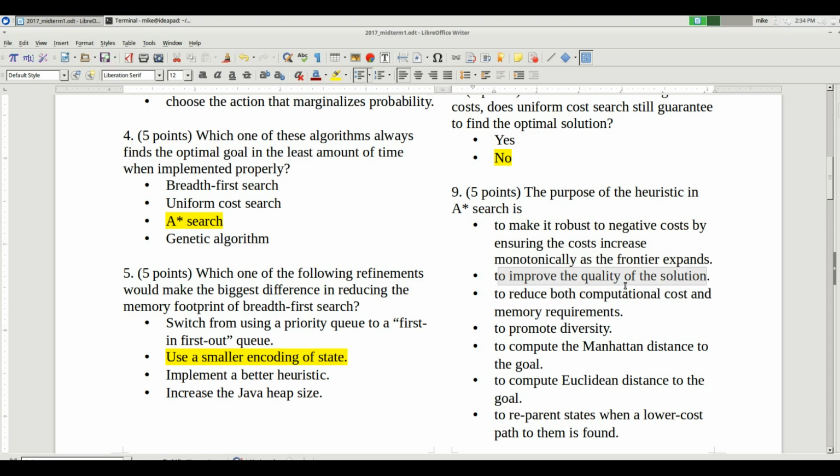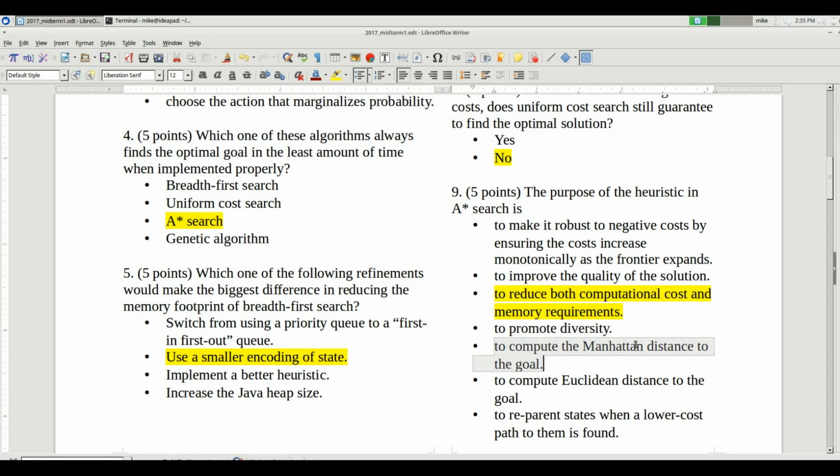No, it doesn't improve the quality. It improves the speed by which you find it. Does it reduce both computational cost and memory requirements? Yup. Does it promote diversity? What? Does it compute the Manhattan distance to the goal?